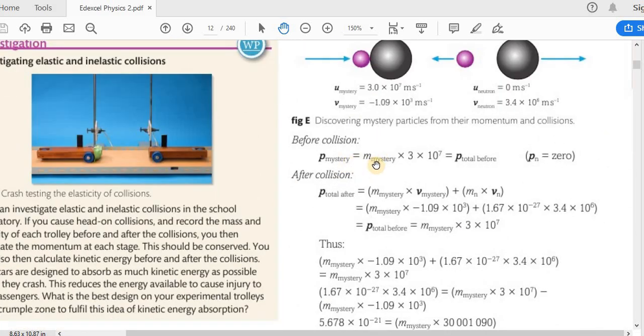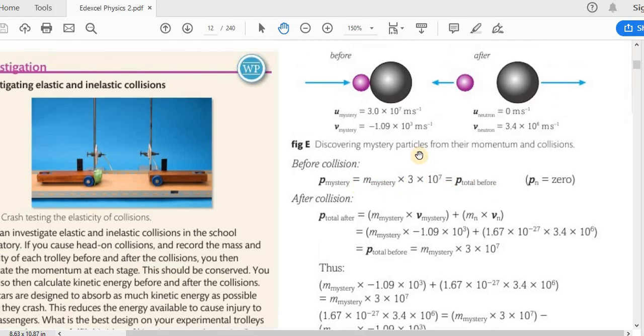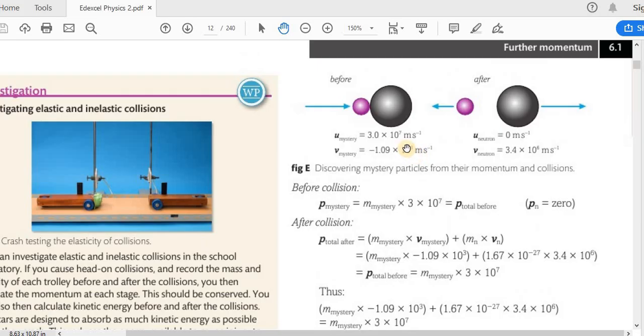Alright, so first we can find the momentum before collision. Total momentum before collision equals total momentum after collision. I told you in any case the total momentum before and total momentum after is the same, which means always the momentum is conserved. Over here the momentum of this before is 0 because it was stationary. Momentum is mass times velocity. Okay, so the total momentum is the momentum of the mystery particle plus the momentum of the neutron, but the momentum of the neutron is 0. So the total momentum is the momentum of the mystery particle, which is its mass times its initial velocity.